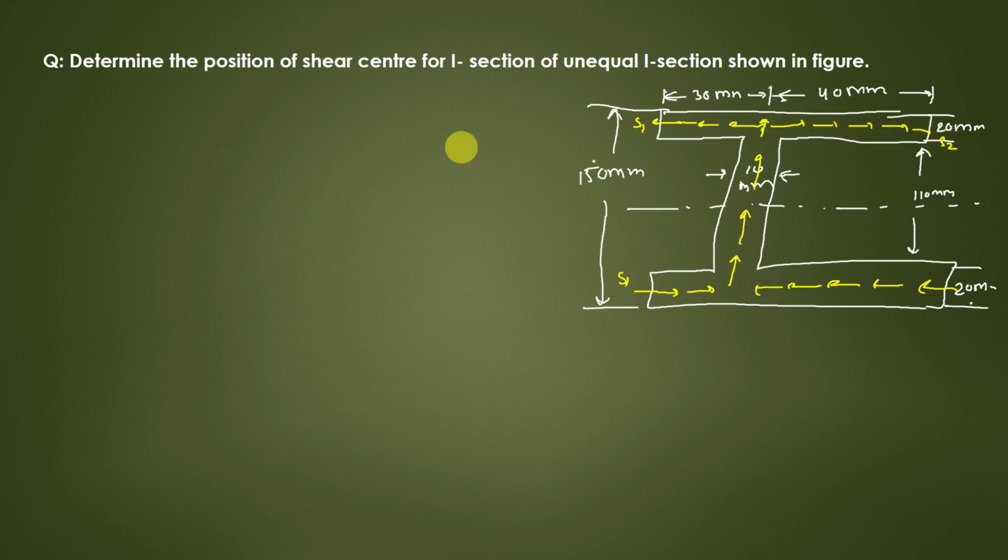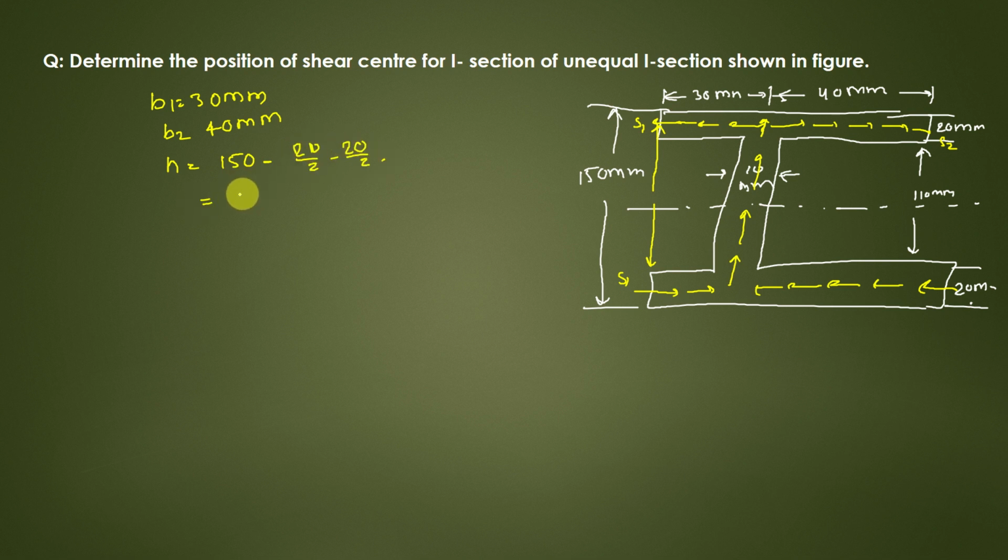Okay. Now from this diagram, the data we can write it as B1 is equal to 30 mm, B2 is equal to 40 mm, H is equal to, H means this part, S1 to S1 gap, top flange to bottom flange, that will be 150 total distance minus this thickness by 2 and this thickness by 2, 20 by 2 minus 20 by 2, that will be 150 minus 20, that will be 130 mm.